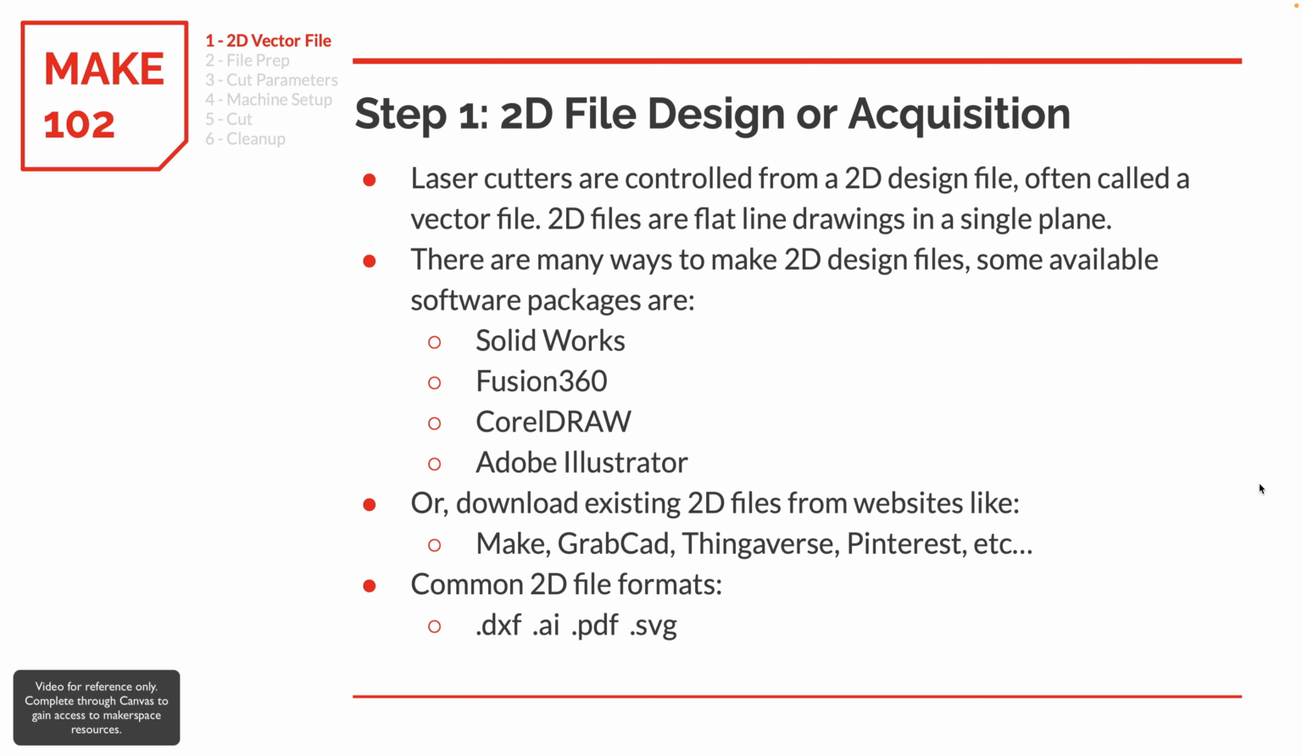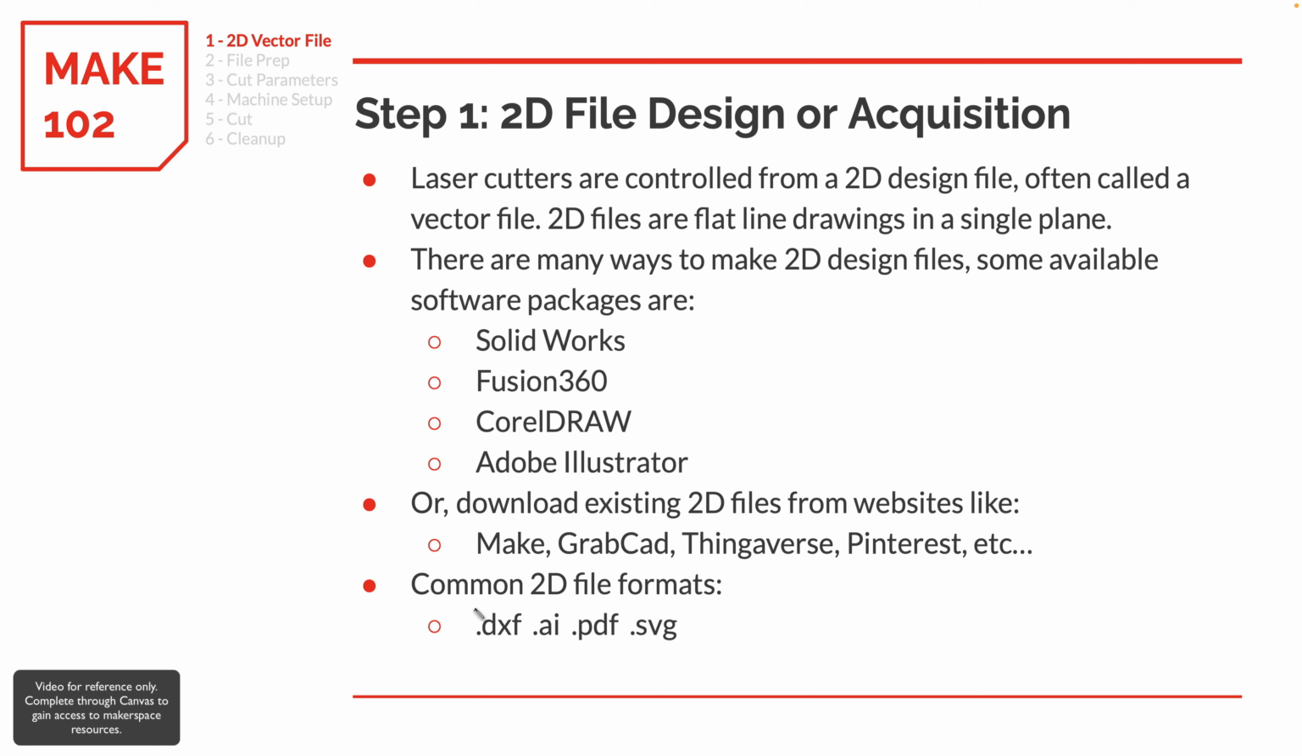So step 1 is to get your design files. Laser cutters work on 2-dimensional design files, often called 2D vector files. These are flat drawings, and there's many ways to make them or acquire them. You can build them in packages like SolidWorks or Fusion 360, or you can use graphic design packages like CorelDRAW and Adobe Illustrator, or you can download these files from existing websites for existing designs.